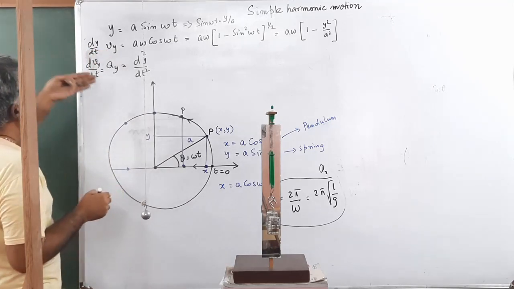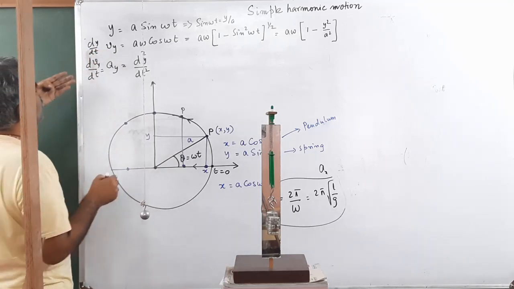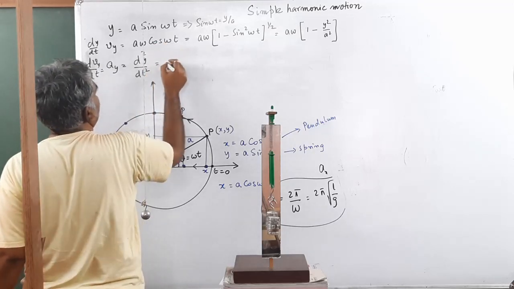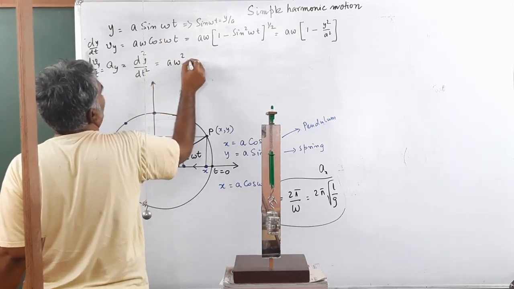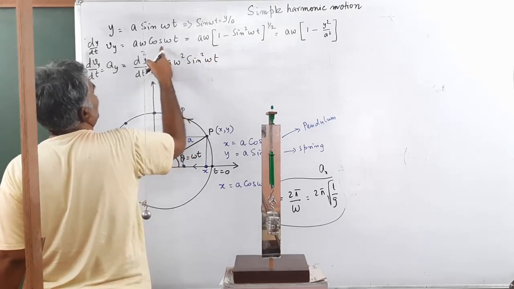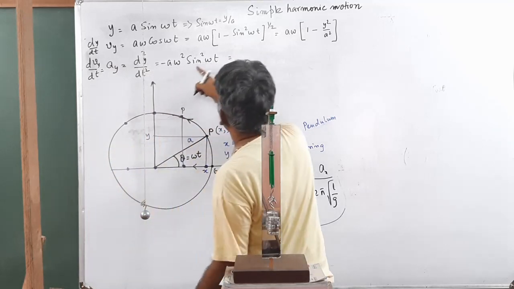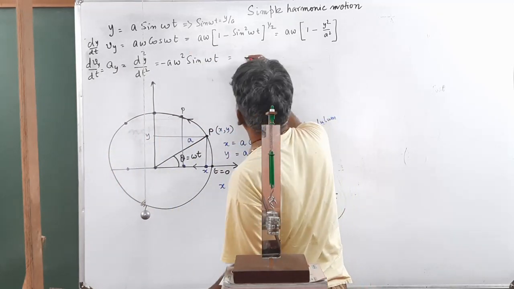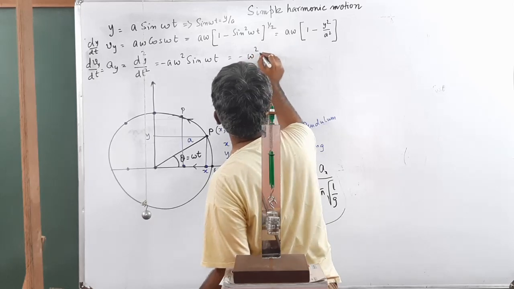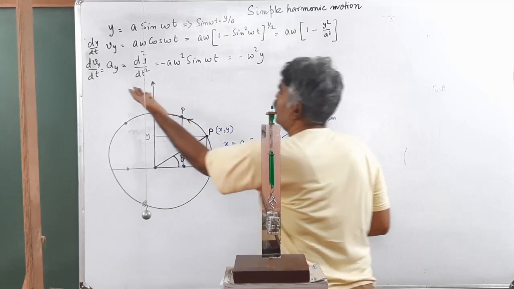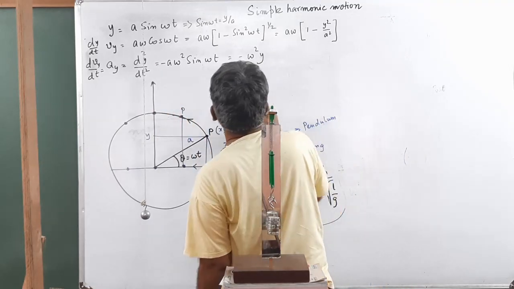And what is a_y? It's dv_y/dt, that means d²y/dt². If you differentiate it again, you get -Aω² sin ωt, a negative sign comes because this is cos. Now what is A sin ωt? That's y. So that's -ω²y. See, again the acceleration will be proportional to y.